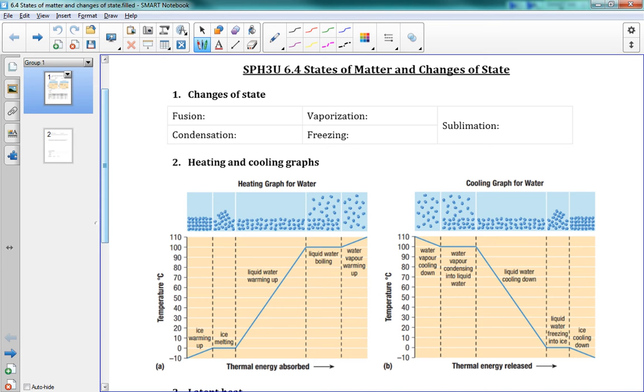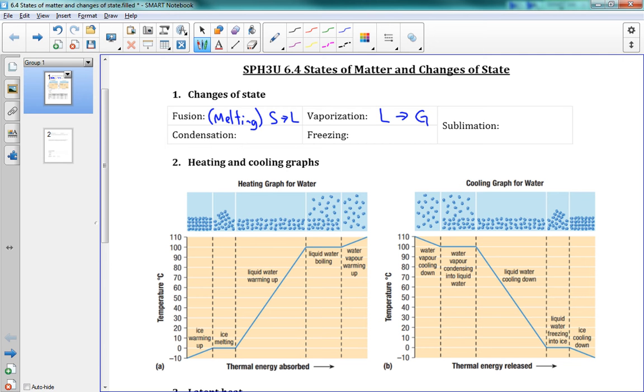So the first term here is fusion. It's another word for melting. And this is when we go from a solid to a liquid. And vaporization is when we go from a liquid to a gas. Okay, so that's gaining energy. We're heating it up from solid to liquid to gas.